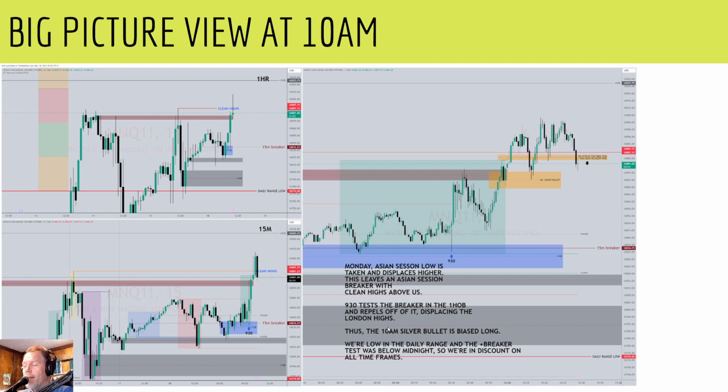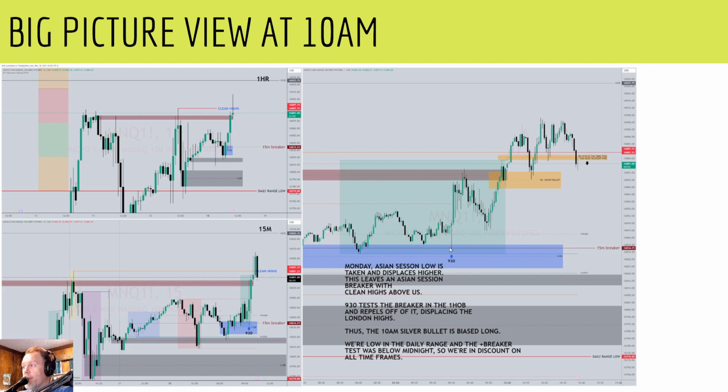And one side note there, the reason that's important or valuable is because we didn't turtle soup as soon as we got up there. We did come back down, but it's only to test the silver bullet. It wasn't actually to displace lower as a turtle soup idea. So we're low in the daily range, but not super discount. It's just discount. And the breaker test was below midnight. So we're in discount on all time frames. So that's a really important point.